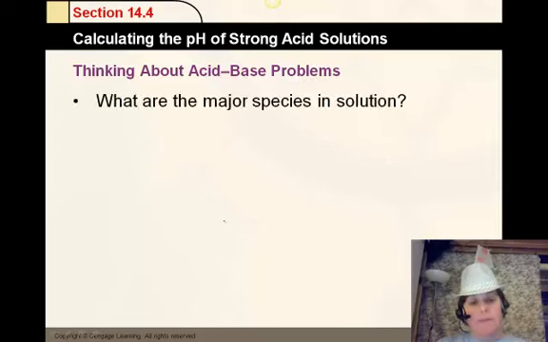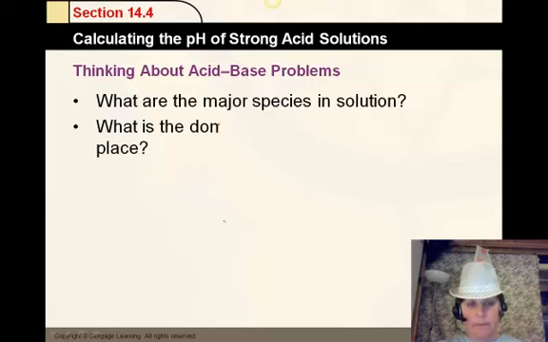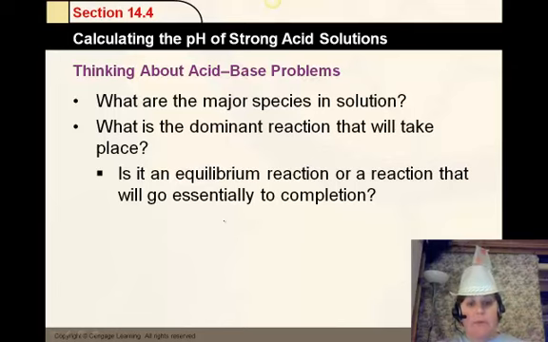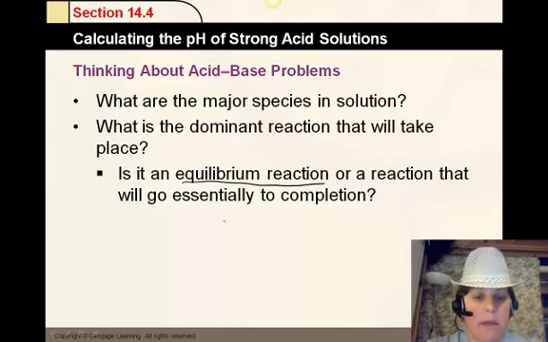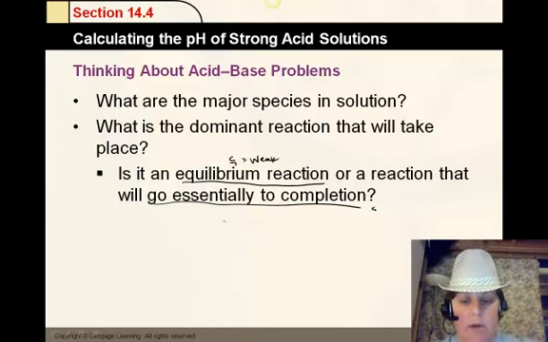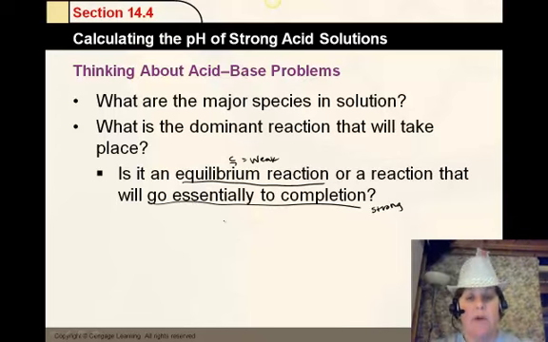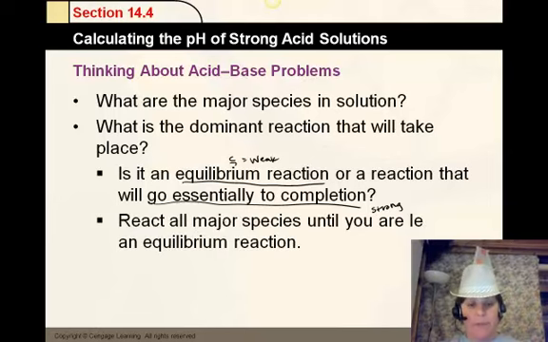So let's think about acid-base problems. One of the things you're going to really have to think about is whether something is a strong acid or a weak acid, or, as the book will say, what are the major species in solution? What is the dominant reaction that will take place? Is it an equilibrium reaction or a reaction that will go essentially to completion? Equilibrium reactions mean that they are weak. Going to completion means that they are strong and that they ionize 100%. So that's what you have to figure out first.